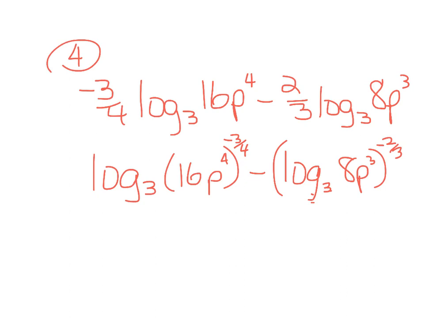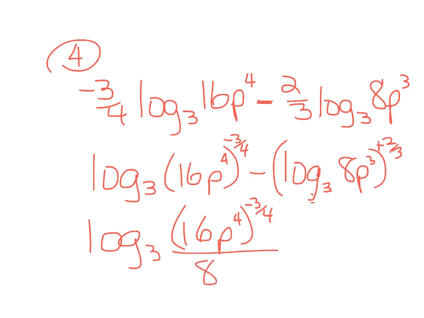So now, actually this subtraction is going to be the division. So this will be a positive 2/3. Yes, that'll be a positive 2/3. Okay, so now I need to go ahead and put it in as a division. So log base 3, write it once. And then on the top, it'll be 16p to the 4th raised to the negative 3/4 over 8p to the third to the 2/3.